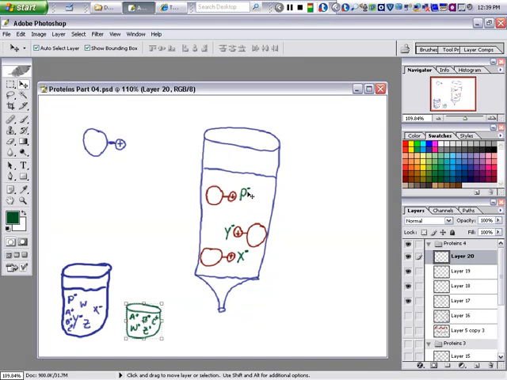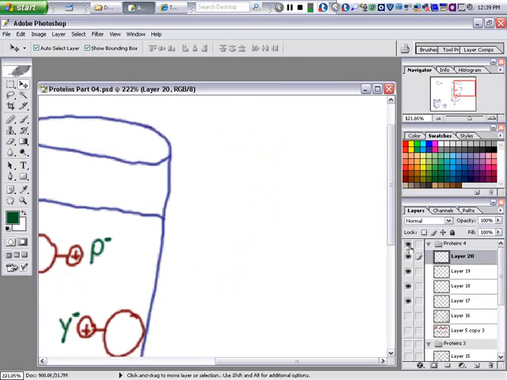Exactly. So we could do either one of those. If you make the solution acidic, then all of these negative charges on the amino acids would have to take their protons back. Now they won't be negatively charged anymore, and now they'll come out of the column. Make sense? So that's one way we could do it. We could make the solution acidic.